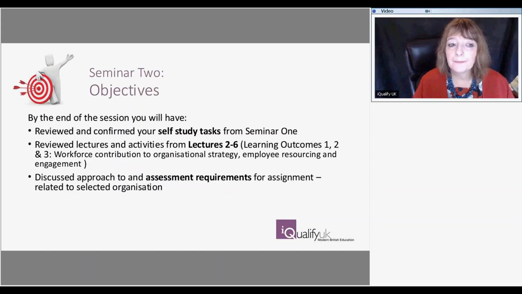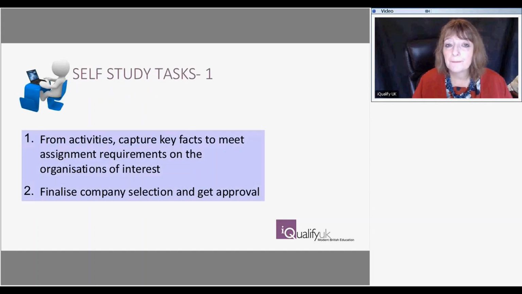So the objectives for this session are that initially we'll review and confirm your self-study tasks from Seminar 1. We'll review the lectures and activities from Lectures 2 to 6, which cover learning outcomes 1, 2 and 3: workforce contribution to organisational strategy, employee resourcing and engagement. And then we'll discuss the approach to the assessment requirements for the assignment related to the selected organisation, the one that you have opted to go for.